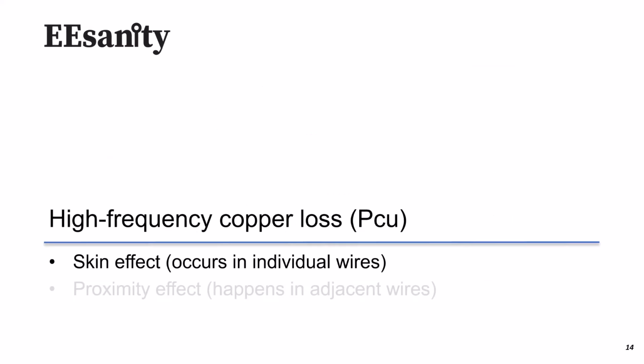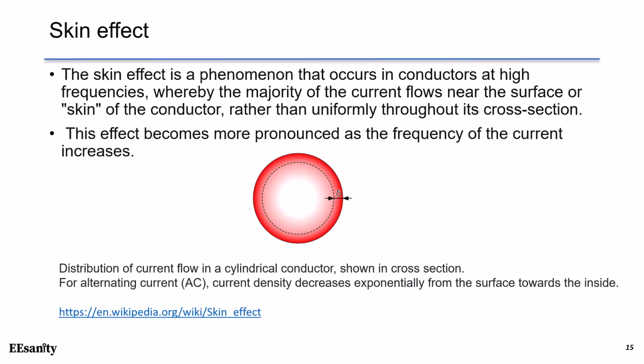Let's learn about the skin effect, which occurs in individual wires. Skin effect is a tendency of alternating high-frequency currents to crawl towards the surface of a conducting material. It is a phenomenon that occurs in conductors at high frequencies, whereby the majority of the current flows near the surface or skin of the conductor, rather than uniformly throughout its cross-section. For instance, the image illustrates the distribution of alternating current, or AC current, flowing within a cylindrical conductor. We observe that the current density diminishes exponentially from the surface toward the interior.